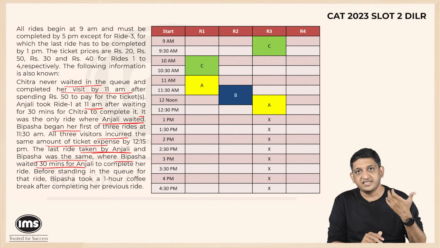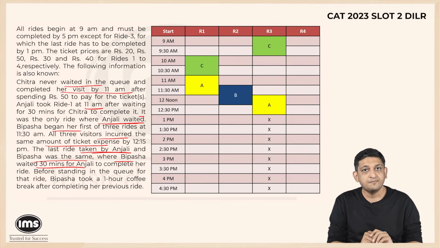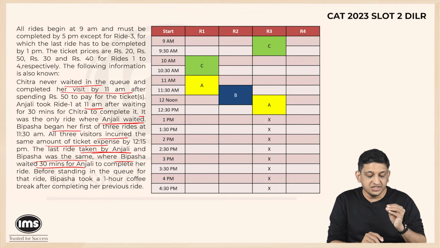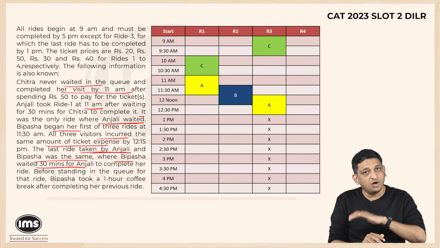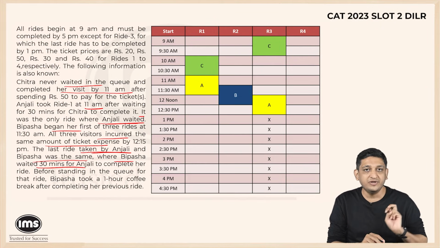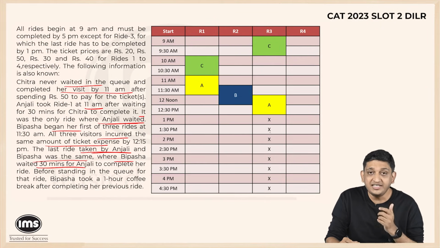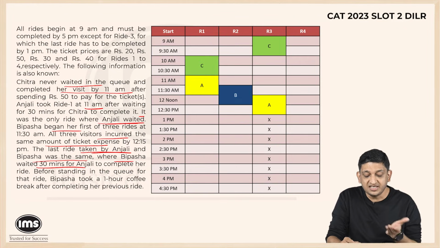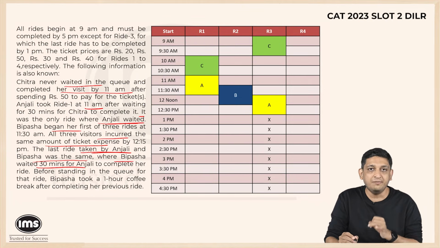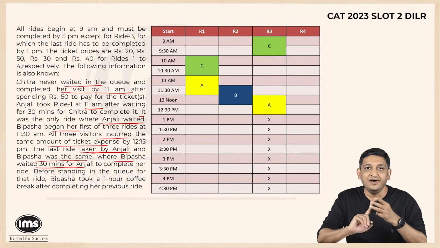Now Bipasha has to take some ride that has been taken by Anjali. Now Bipasha takes the ride after waiting for 30 minutes for Anjali to complete her ride. So as soon as Anjali comes out of that particular ride, Bipasha enters that particular ride. Now which ride can that be? Or in other words, which rides could Bipasha have taken? There are 2 ways to ask this question. Now Bipasha cannot take ride 3 at all, because by the time Anjali comes out of ride 3 it would have stopped operating, because 1 PM is when ride 3 stops operating. So I know for sure that Bipasha would have taken rides 1, 2 and 4.